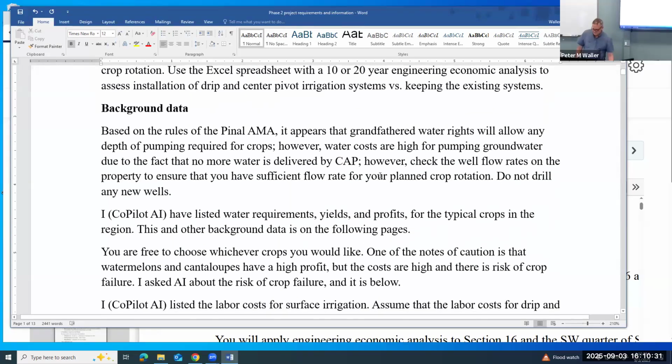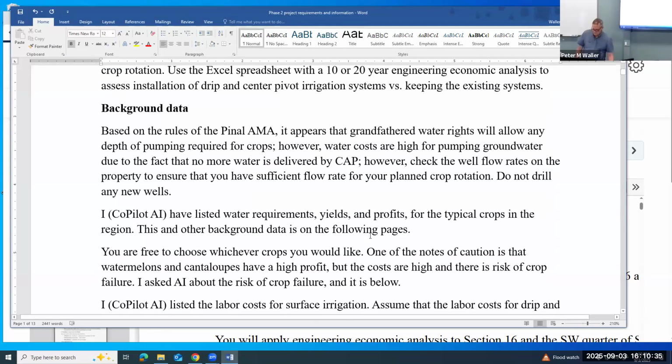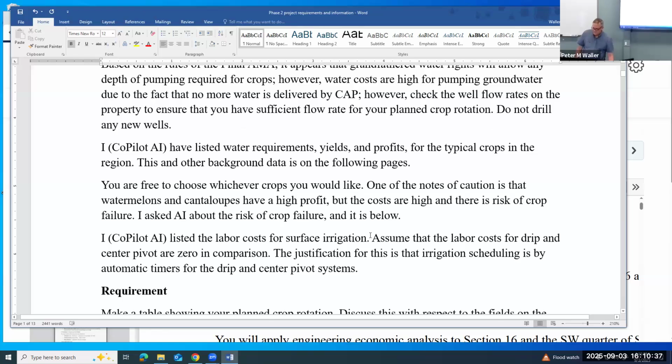So if we did that, you'll have to make a table. But I think in the example from the book, and also there's a spreadsheet, I think it already has a rotation with alfalfa and then a few other things. So you can just use that too if you want and just apply the numbers.